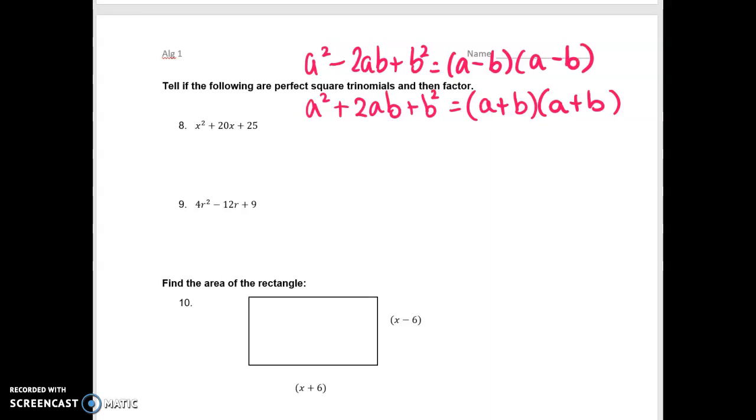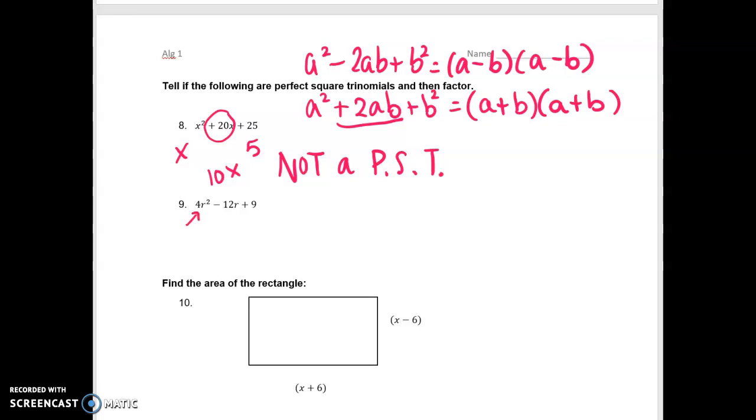Well, in our case, if it was a perfect square trinomial, our a would be x, our b would be 5, and then this middle term would be 2 times a times b, which would be 2 times x times 5, which is 10x. Well, instead, we have a 20x. So this is not a perfect square trinomial. So we don't need to factor it. Let's look at number 9.